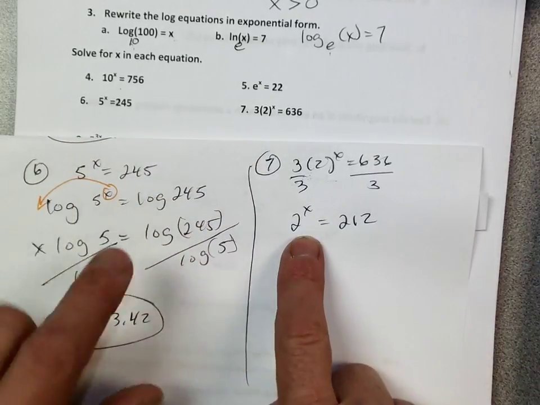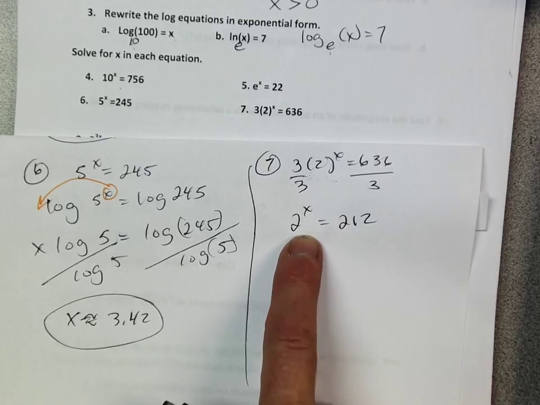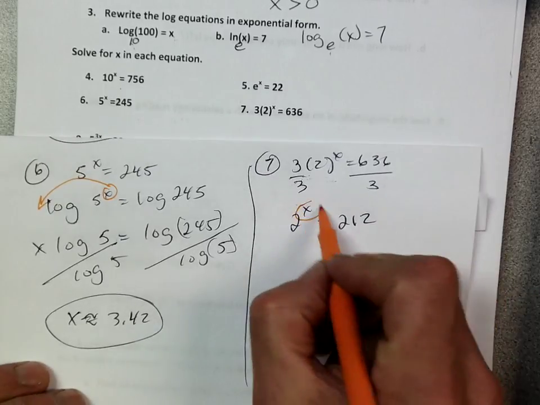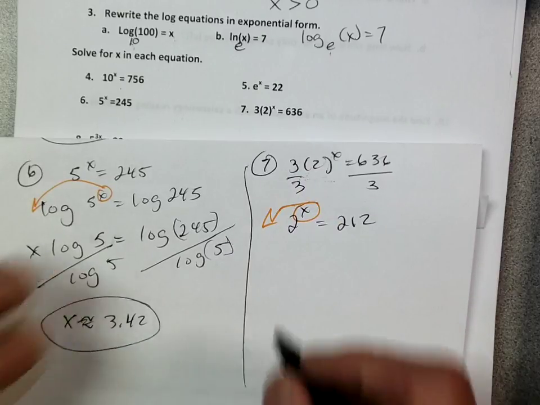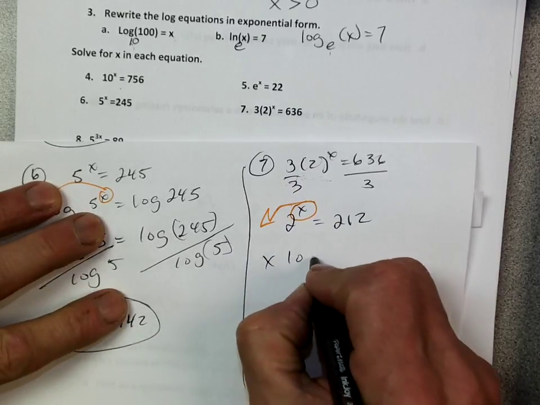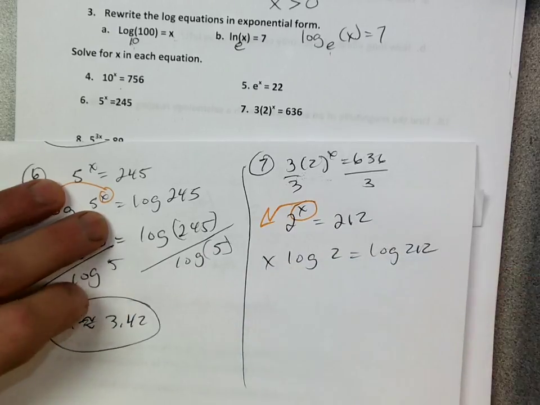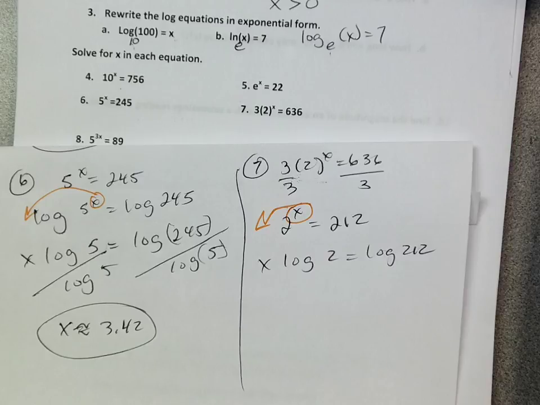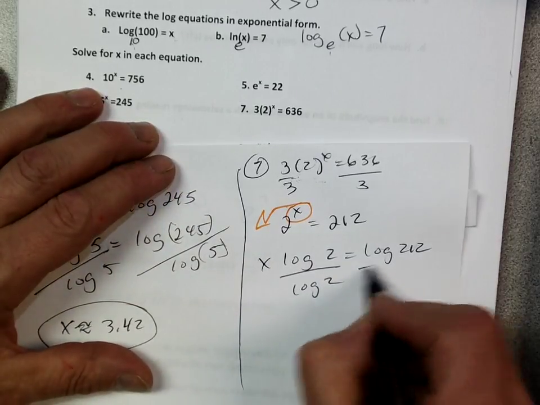And now I'm going to do this problem exactly like I did 6. I need to float the exponent down. So to get the exponent down, I'm just going to take the log of both sides. I'll probably skip a step because you guys already know what I'm going to do. So I have x times the log of 2 equals the log of 212, right? So I brought the x down, took the log of it. Divide by log of 2, because that's just a number in my calculator.